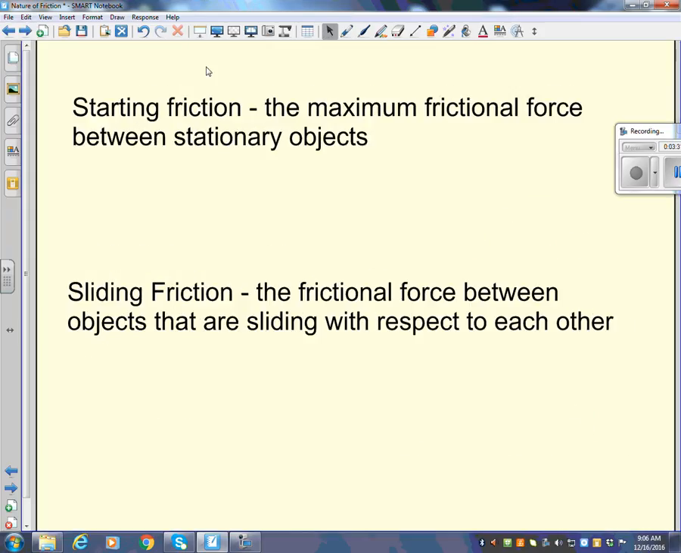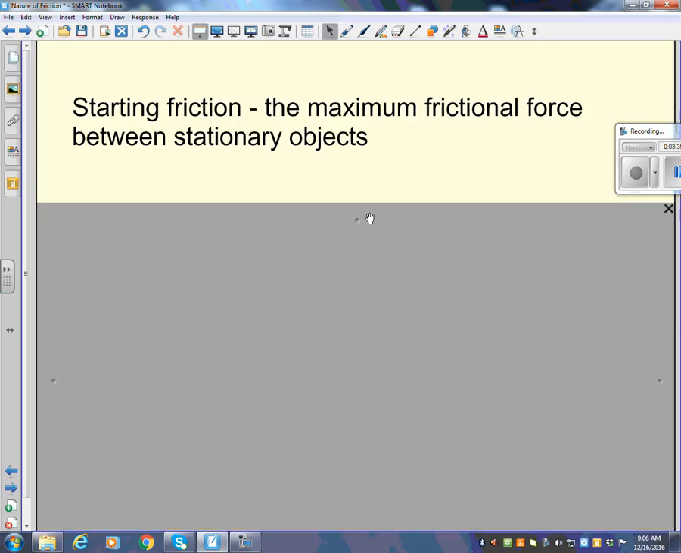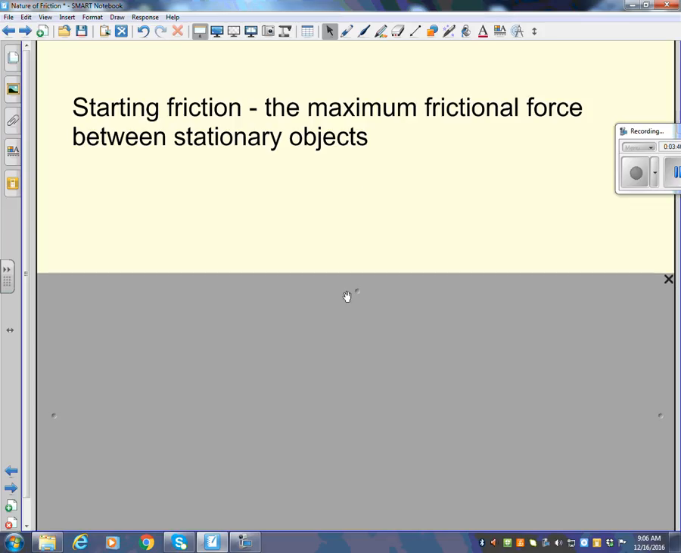Okay, we should talk about the difference between starting friction and kinetic friction. Starting friction is the maximum frictional force between stationary objects. So when an object has no movement, its friction is at its max. Friction is sort of a fluctuating force. It only offers as much resistance as it has to.